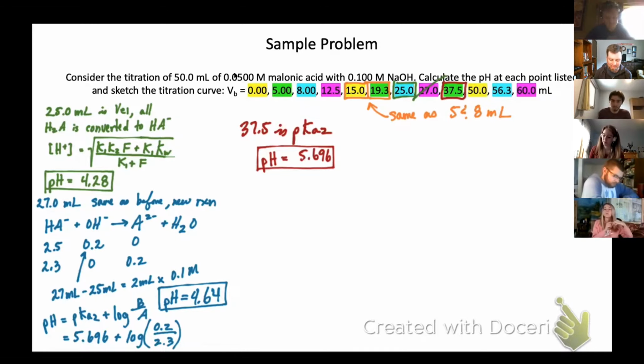There's something so satisfying about getting to those. You work so hard at the other volumes, and then you get one, you get to just write down the pH, and it's so wonderful.